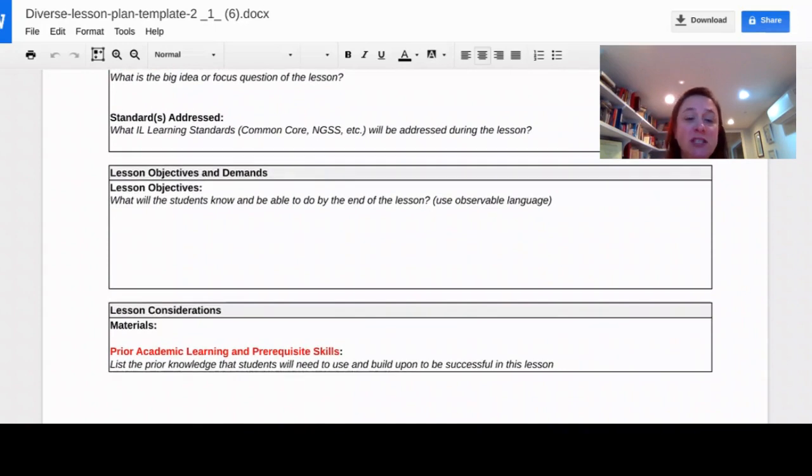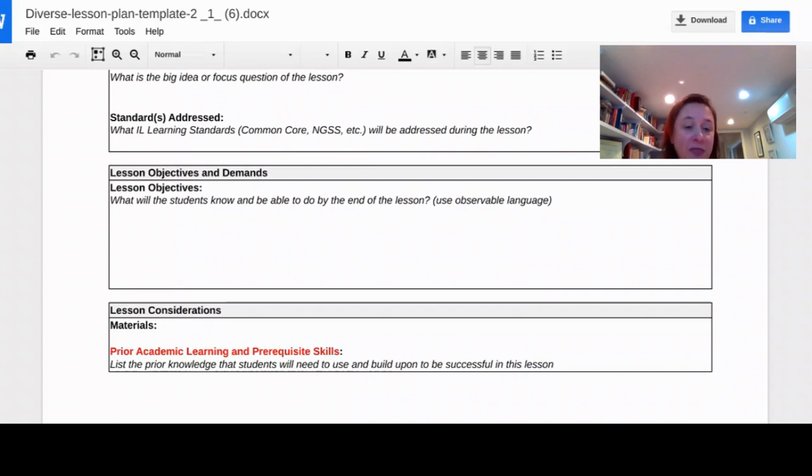We want to look at the objectives. What will the students know and be able to do at the end of the lesson? So student will be able, if I was doing a lesson of tying their shoe, student will be able to take 2 sides of a lace, cross them over, fold them up in between, and make 2 bunny ears, cross them, and make a bow.